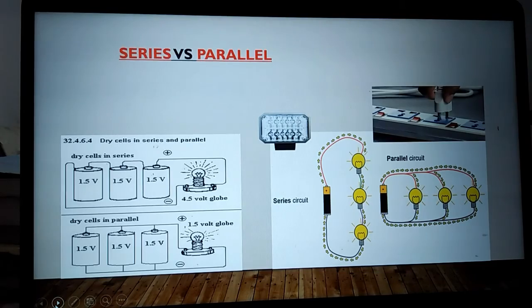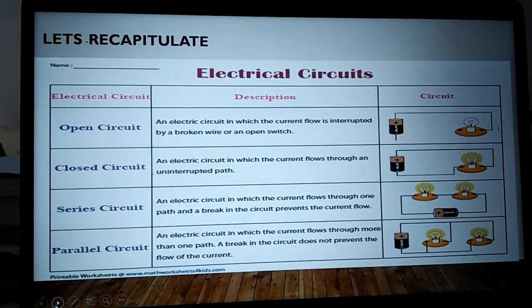Right, children? Now, let us quickly recapitulate what we did today. We studied about the open circuit, the closed circuit, then series circuit and the parallel circuit.